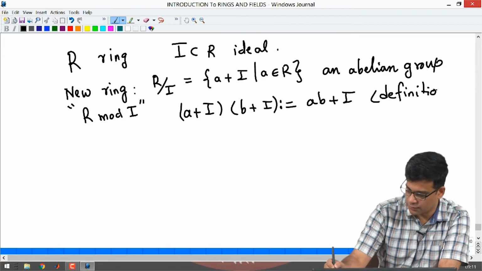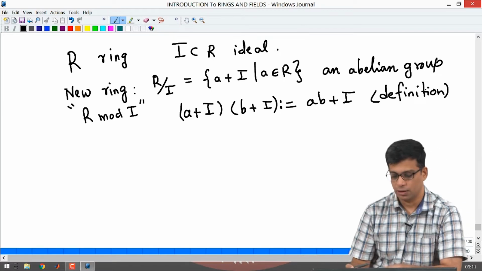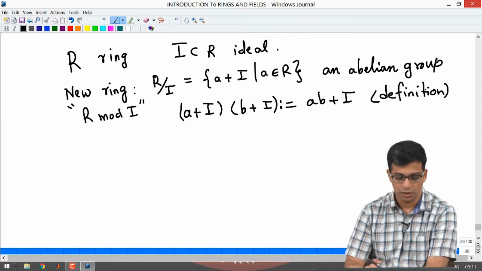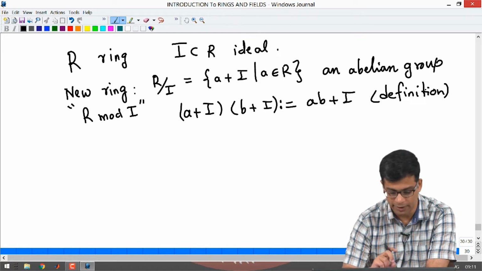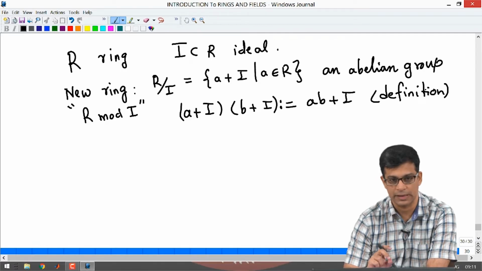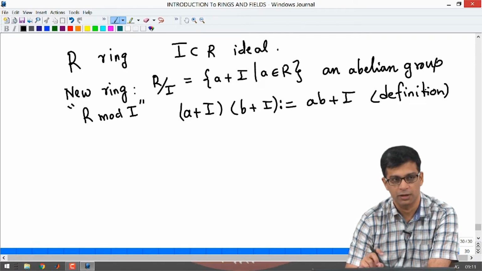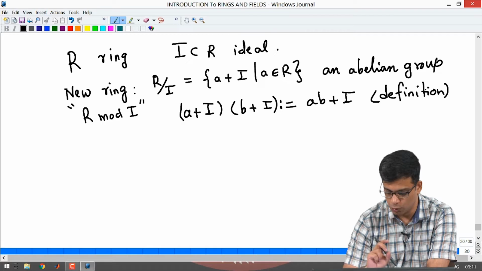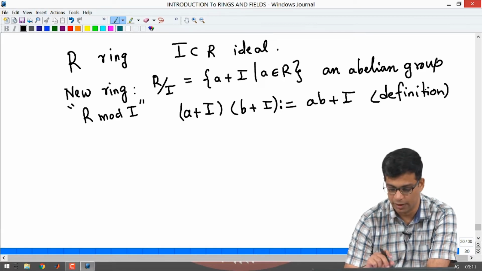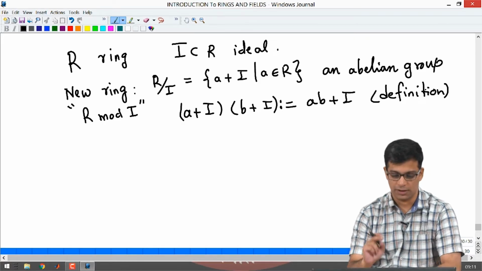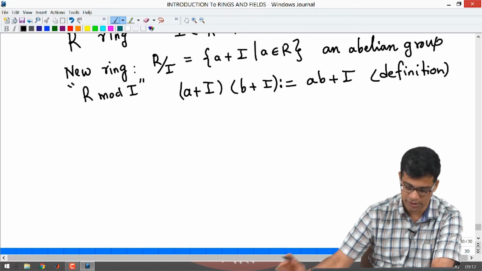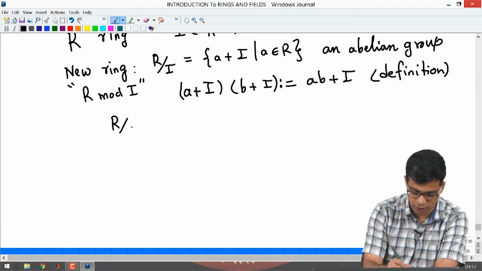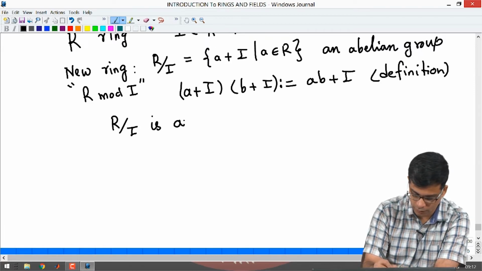We saw last video that this is a well defined multiplication. That is because I is an ideal, not merely a subgroup. If you multiply an element of I with an element of the ring, the result is still in the ideal. Using that we were able to show that this is a well defined operation. I did not prove this, I asked you to check these details. With this operation, R mod I is in fact a ring.